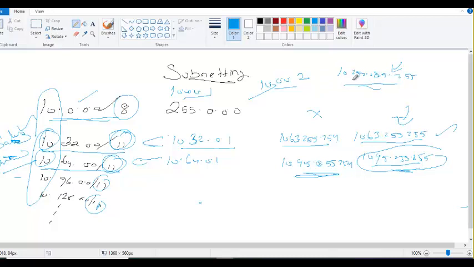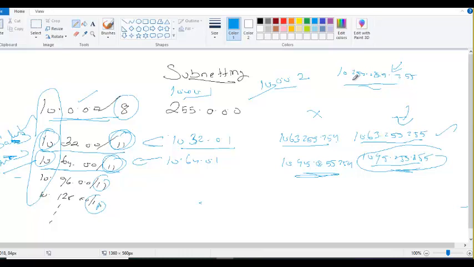Yep, so subnetting provides multiple networks. For each network, a dedicated range of IP addresses and a dedicated broadcast address.